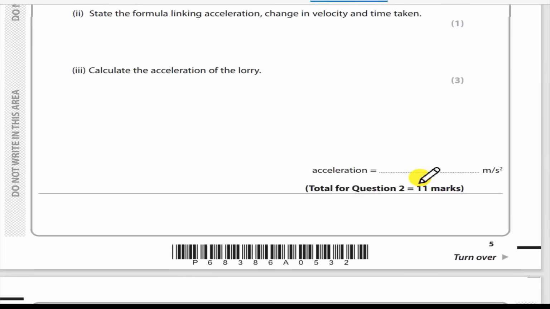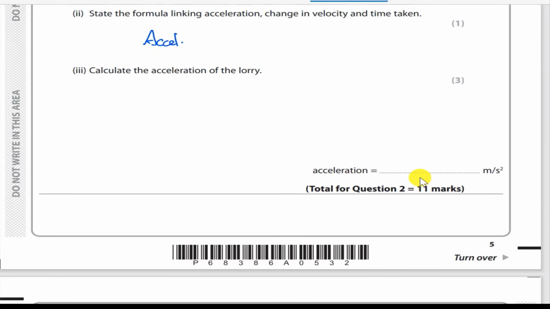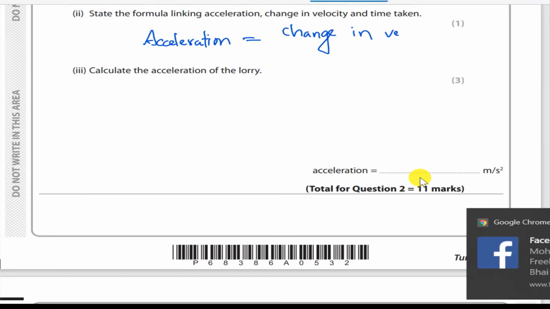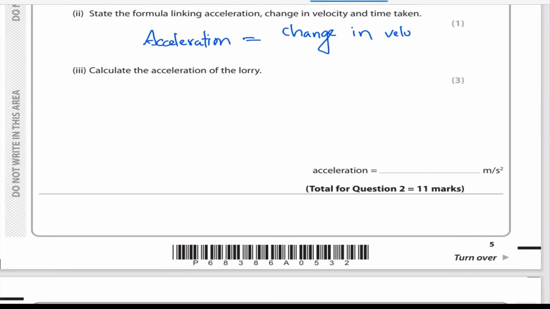Now state the formula linking acceleration, change in velocity and time taken. We know acceleration equal to change in velocity divided by time taken. Calculate the acceleration of the lorry.